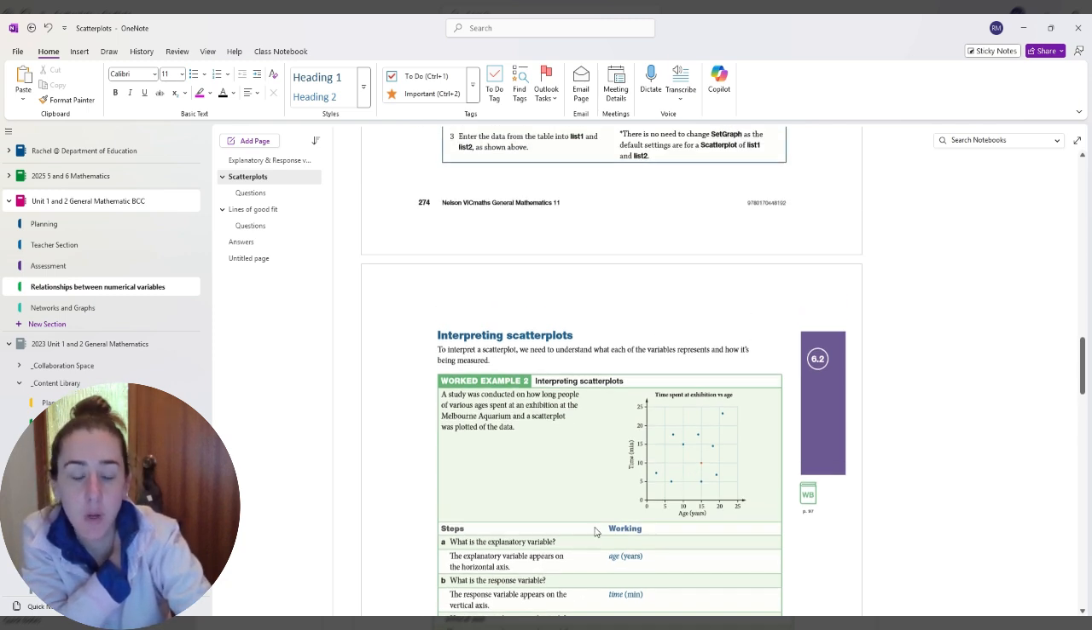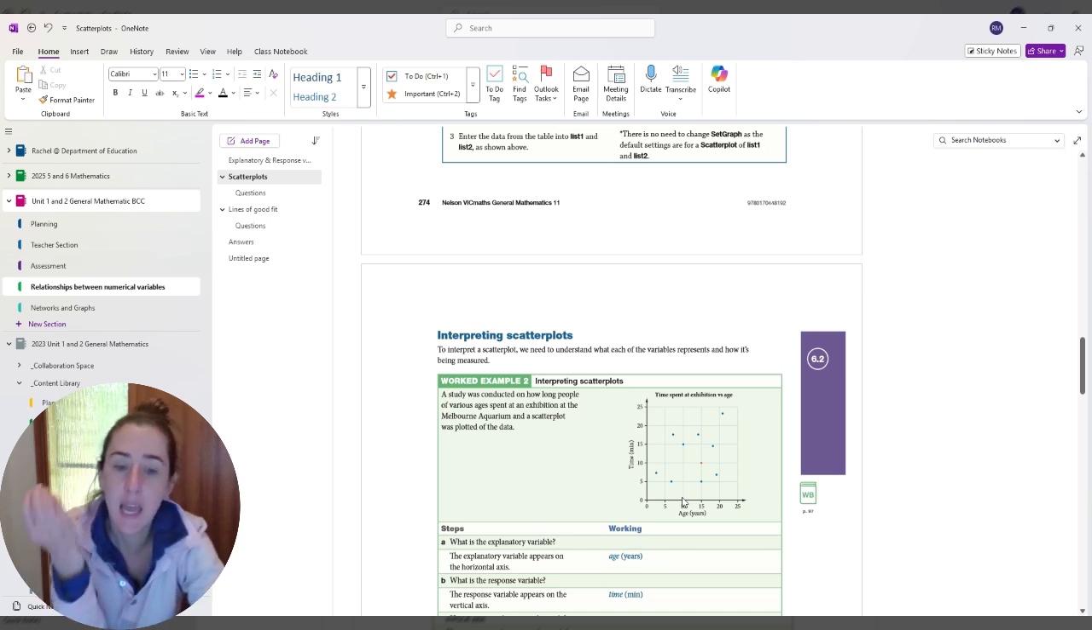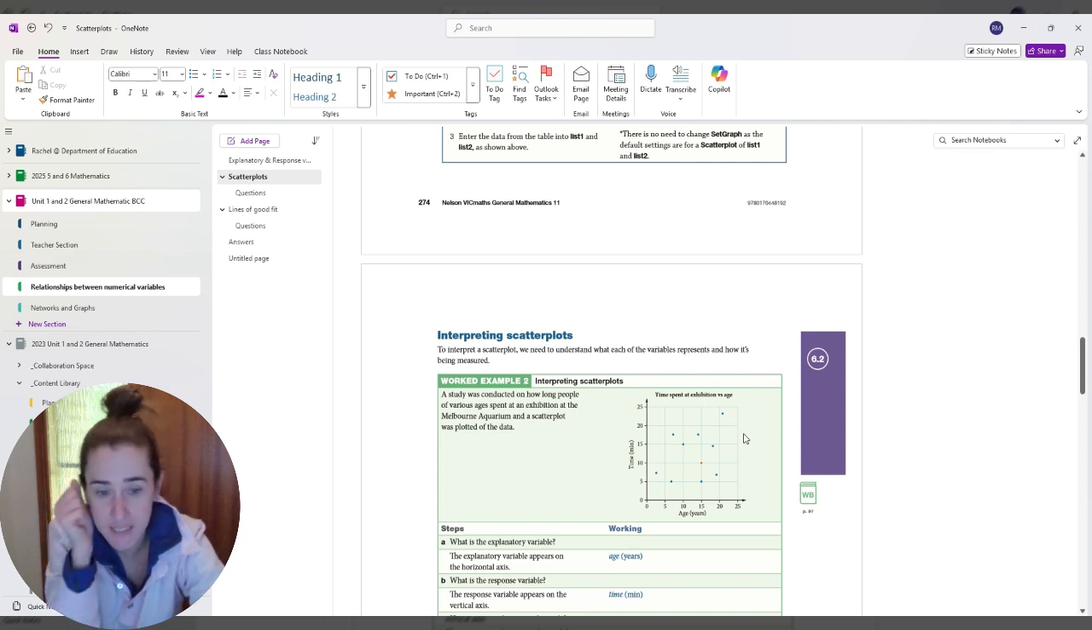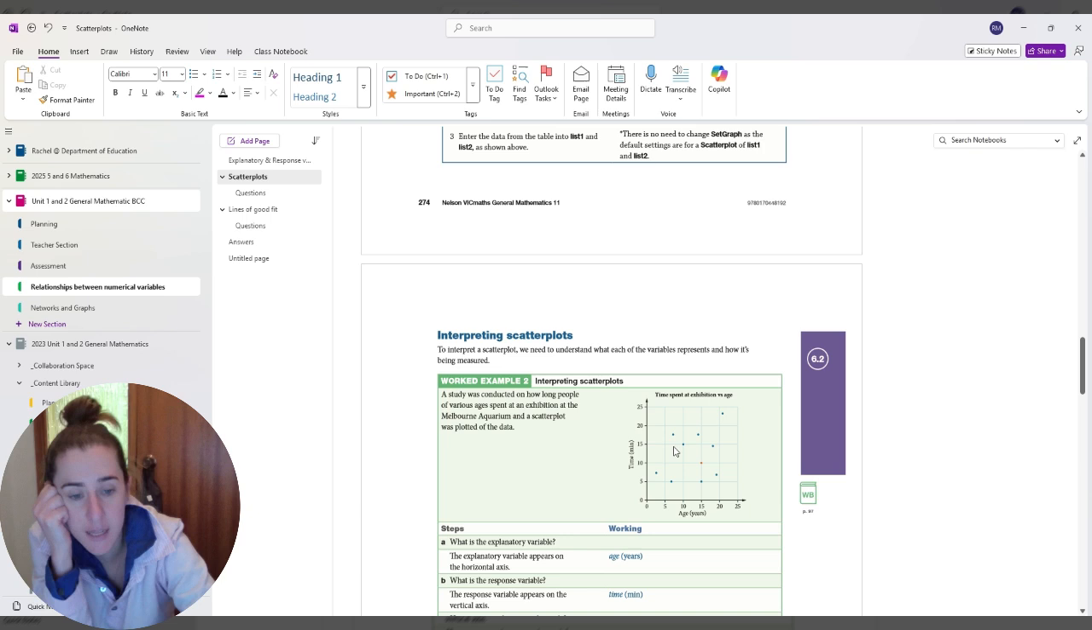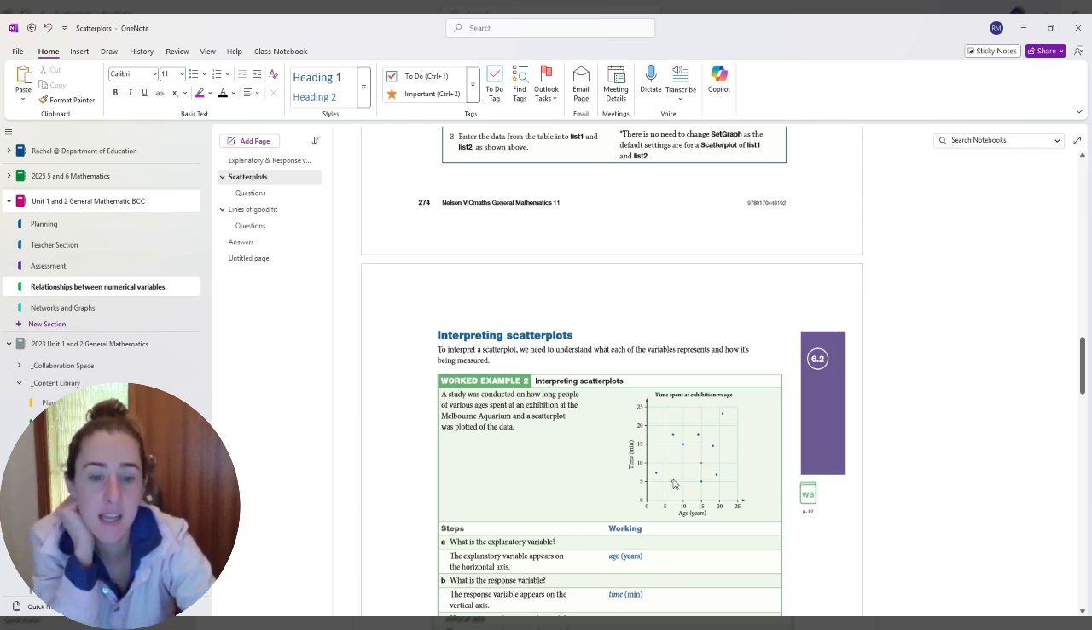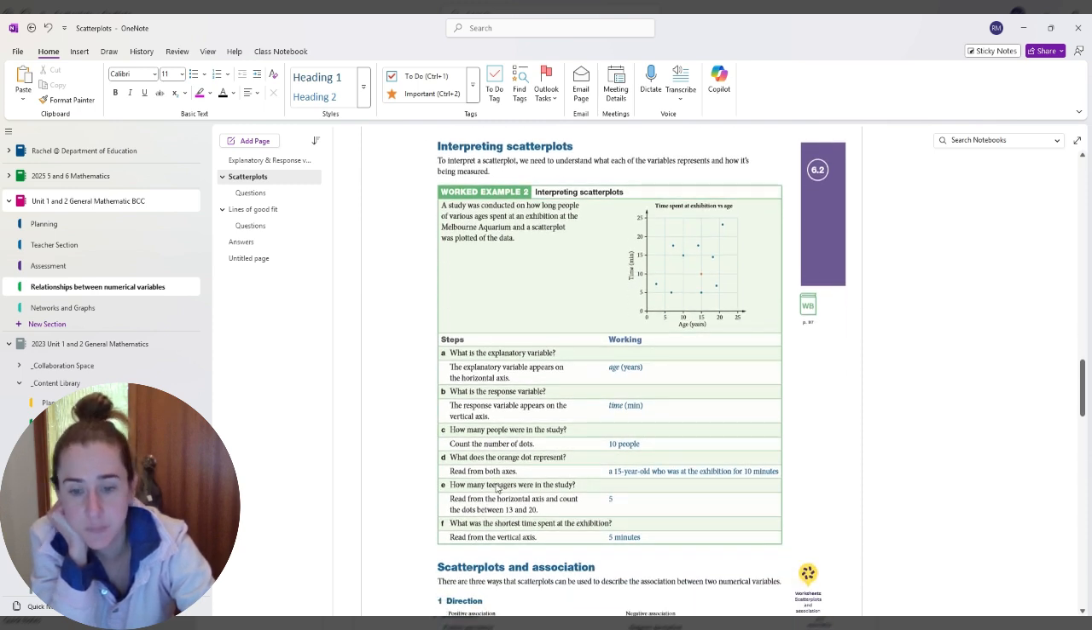How many people were in the study? To find out how many people were actually tracked for their data, we just need to count up the data points in our graph. So we've got 1, 2, 3, 4, 5, 6, 7, 8, 9, 10. So 10 people were viewed for this data.